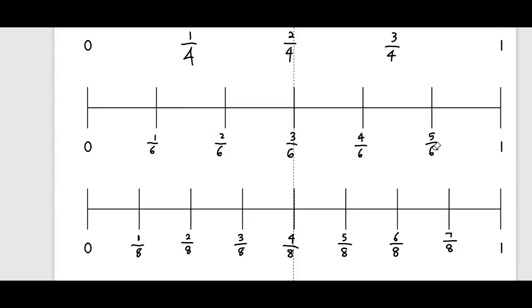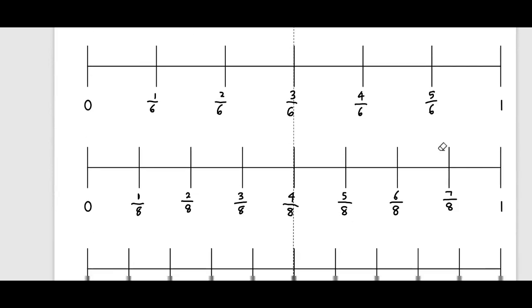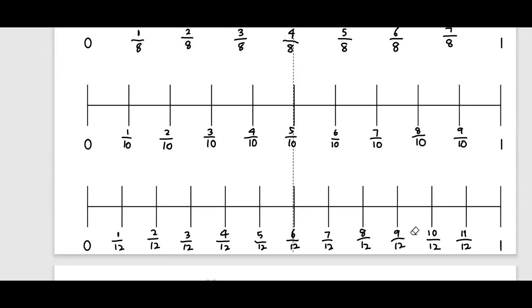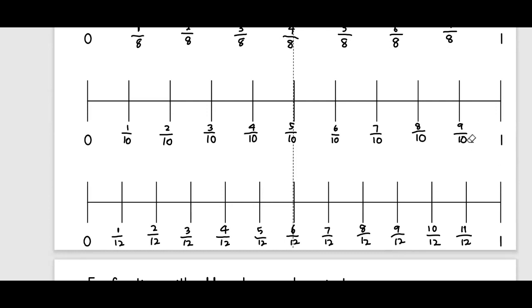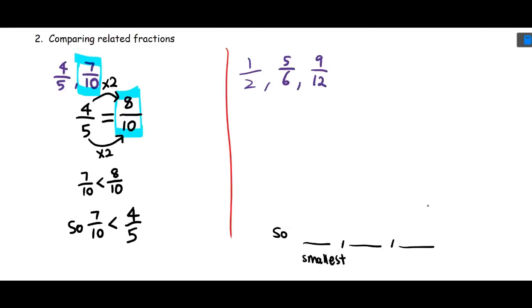5/6 is on the right side of the vertical dotted line. 9/12 as well. So they are both greater than half. Since they are both greater than half, we immediately know that half is the smallest fraction. Or if I cannot tell that half is the smallest fraction, it is fine. I can still compare related fractions since I can take 12 divided by 2 and 12 divided by 6.